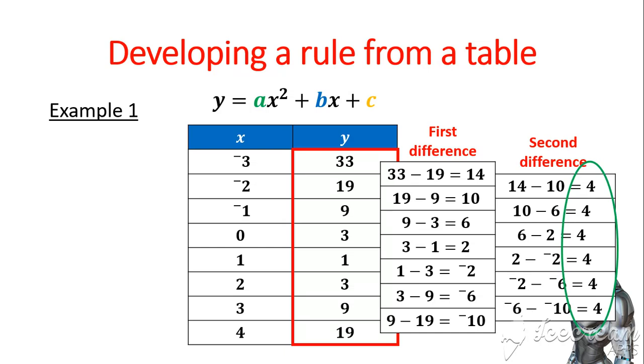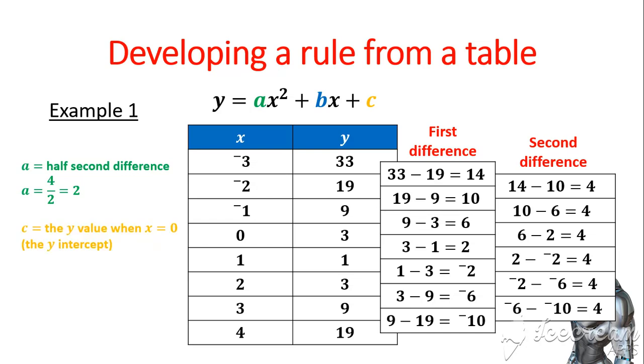To determine the value of a, we take the second difference and halve it, divide it by 2. So half of 4 is 2, so the value of a is 2. How do we do b? Well, I'm going to skip to c, actually. c is the y value when x is 0, the y-intercept. So we just need to look back at the original table and work out when x is 0, the value of y is 3, so c is positive 3.